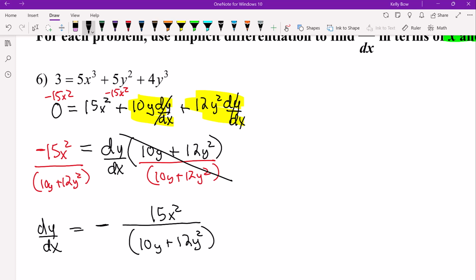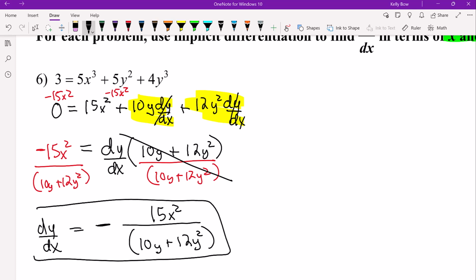plus 12y squared. It doesn't look like they share any factors. So in the denominator, these share a y, they share a y. But if I factor out a y, it doesn't cancel, so I'm not going to worry about factoring out a y. 15, 10, and 12, all three of them don't share a factor. 15 and 12 share factors, 10 and 15 share factors, but all three of them together do not share factors. So this right here would be the final answer.